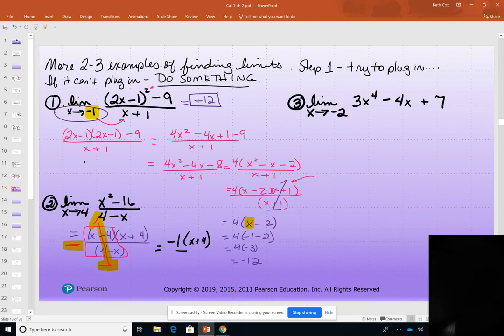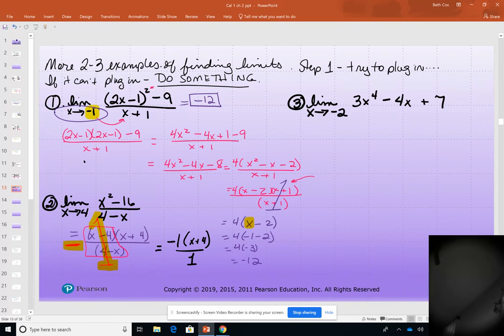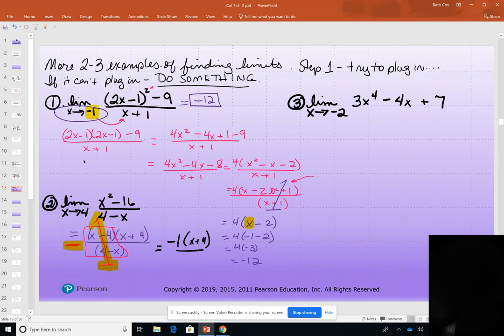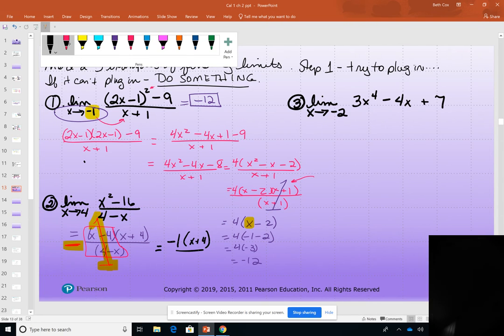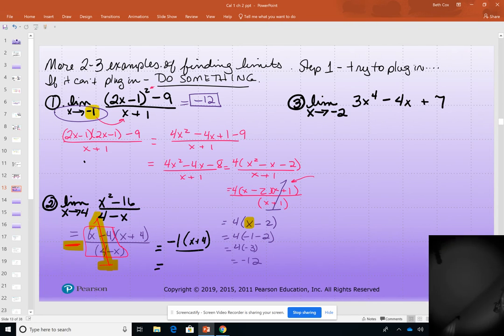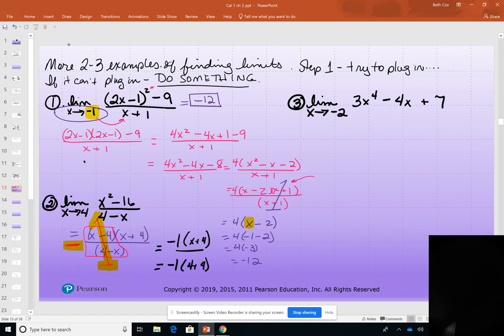And so what this is going to give me is this expression here, which is a negative 1 times (x plus 4) over 1. Okay, and I don't need the over 1. And so now, can I plug in 4 here? Absolutely. Now I've got it simplified. I can plug in 4. So it's going to be negative 1 times (4 plus 4), which is 8. So it would be negative 8. And that's my answer for that one.